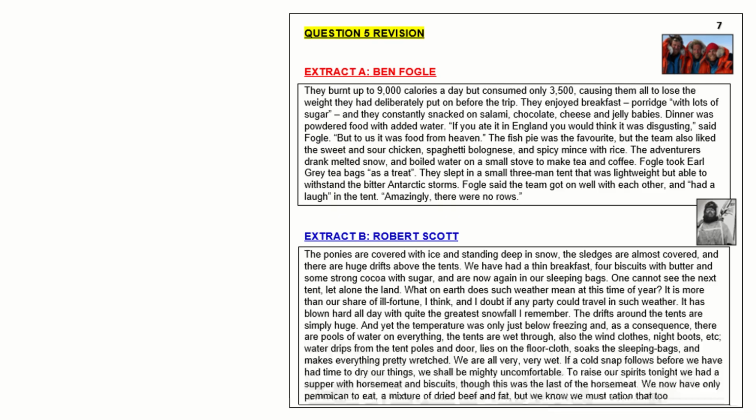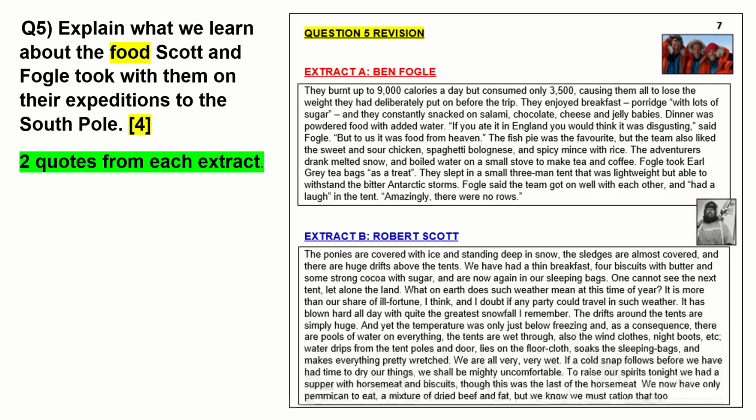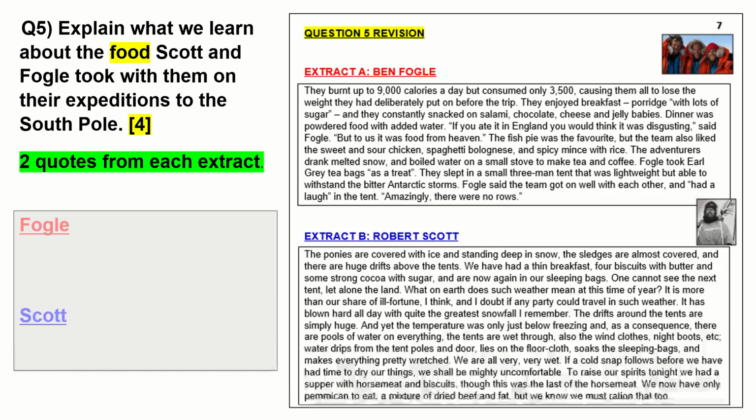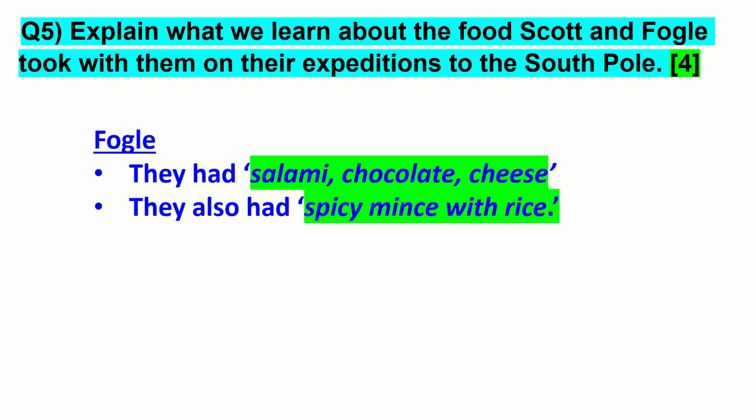Okay, so another example for question 5 is James Cracknell and Ben Fogle here. They went to the South Pole together. Quite a similar question, actually. If you want to, you can pause the video. Okay, and the question is, explain what we learn about the food Scott and Fogle took with them on the expedition. So Scott is extract B, which is like 200 years ago, and Ben Fogle's the middle one. Again, explain what about the food they took with them. If you want to pause the video, pause the video. And again, you're just doing the subheading.